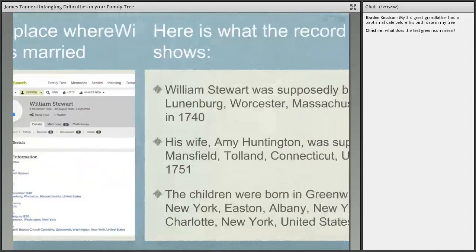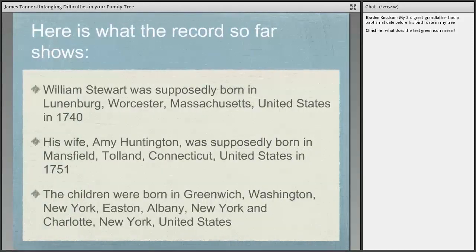And there's no marriage place. And here's what the record shows so far. This is what we've looked at so far. William Stewart was supposedly born in Lunenburg, Worcester, Massachusetts, United States in 1740. His wife, Amy Huntington, was supposedly born in Mansfield, Holland, Connecticut in 1751. The three children were born in Greenwich, Washington, New York; Easton, Albany, New York; and Charlotte, New York, United States.